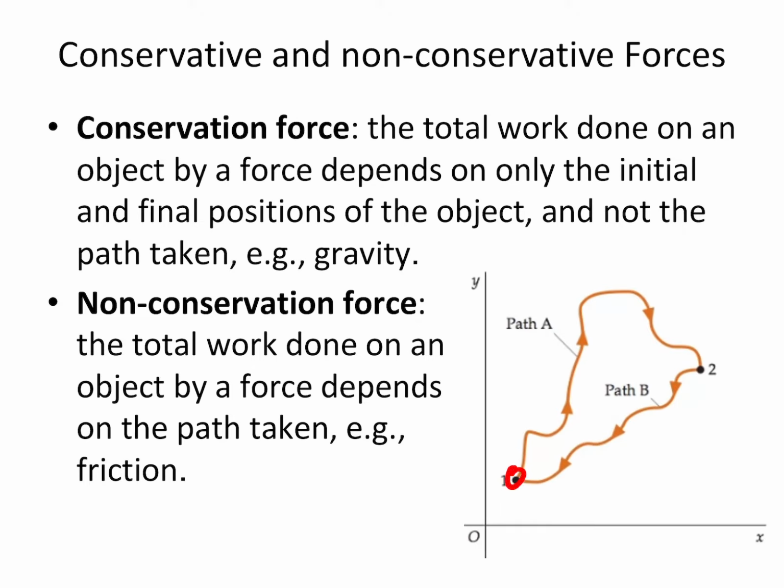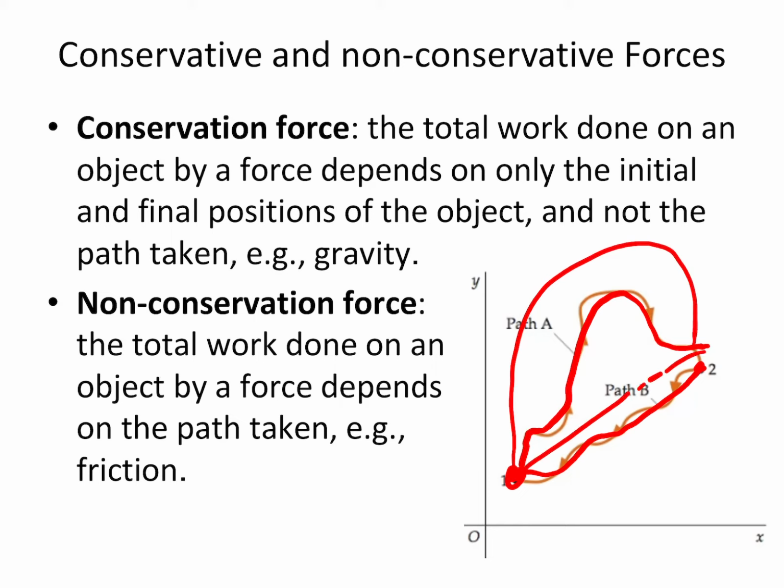Now, you imagine you have one object and move from position 1 to position B. Between position 1 and position B, there are numerous paths. You can take path 1, or path 2, or any other path. For conservative force, it's very special. The work done by the force from position A to position B is independent of the path it took. So whatever path you took, the work done by the force is the same. For non-conservative force, the work done by this force is different if you took different paths.